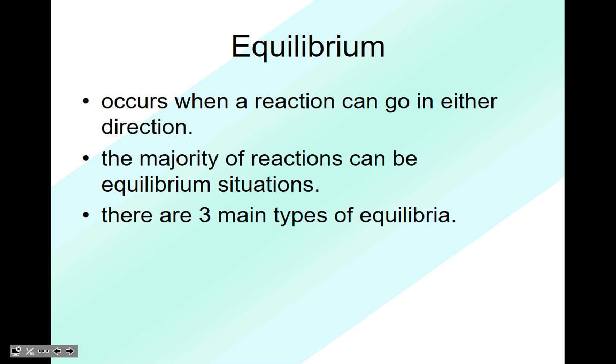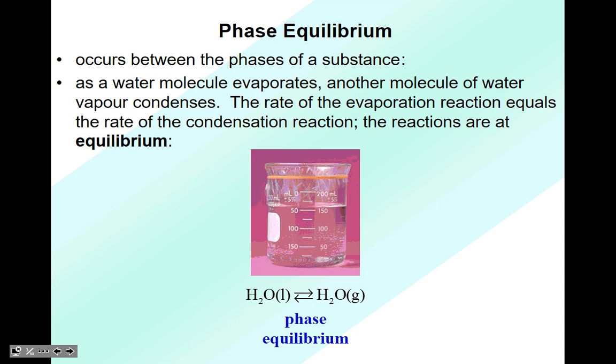So equilibrium occurs when a reaction can go in either direction. The majority of reactions can be equilibrium situations. Some are not. Some can only go in one direction. There are three main types of equilibria. I'm not testing you on this. This is just some information.